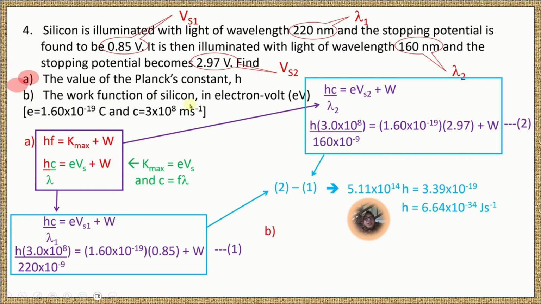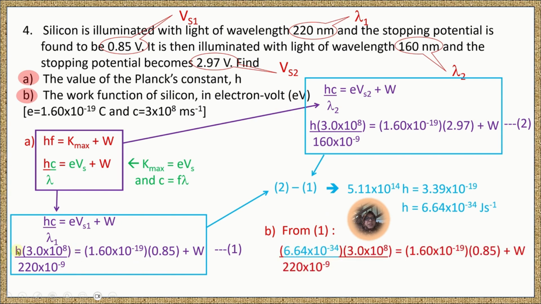Question B, find the work function of the silicon in electron volt. Okay, so for the work function, we use equation 1. Equation 1 is for silicon. So we substitute the h that we calculated in A into equation 1, then we solve for the work function. So the answer is 7.69 times 10 to the power of negative 19 joule. Be careful with this question because we are going to use the Planck constant that we calculated in A, not the one in the constant list given. Okay, next we go to question 5.